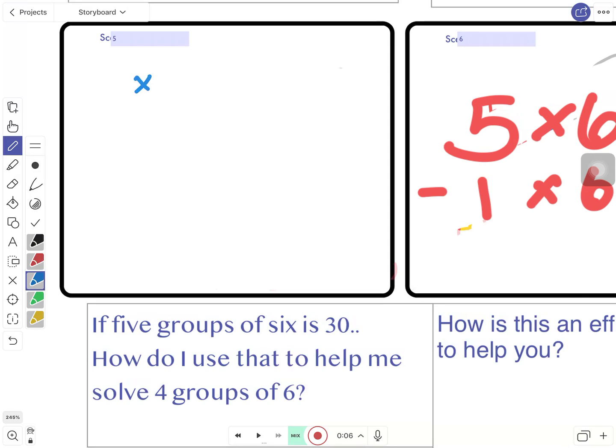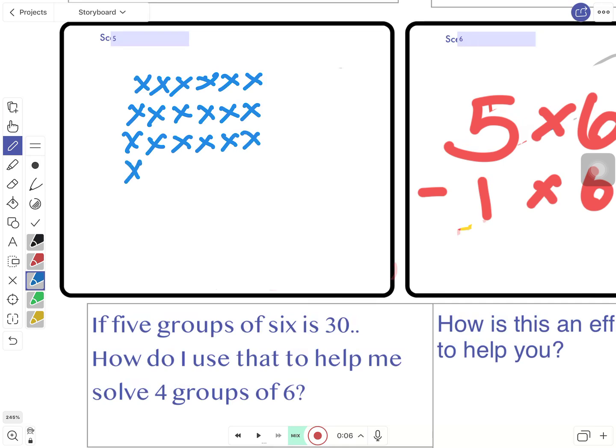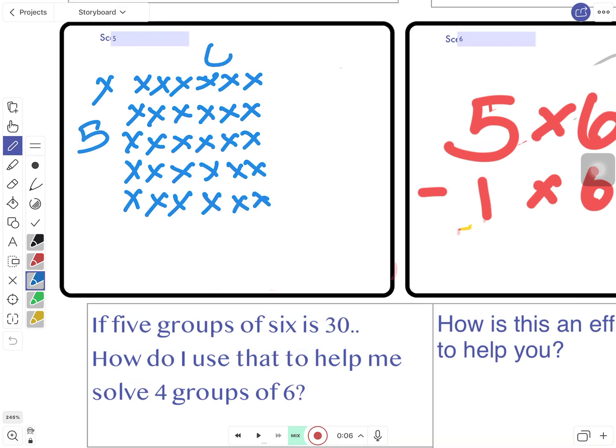Well, think about it. 5 groups of 6. That's an array of 5 rows of 6. 3 rows of 6. 4 rows of 6. 5 rows of 6. So what would you do in order to solve 4 times 6? Well, you just take 1 row away, right? Now, you have 4 rows of 6. Easy peasy.